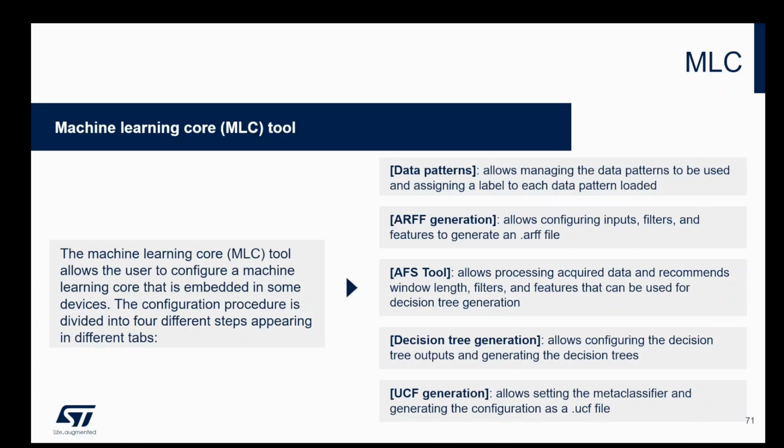Next is your AutoML tool. We'll walk through how this tool will automatically figure out filters and features and decision tree ultimately. And then decision tree generation. Finally, also the generation of the file that is downloaded inside the sensor. So once you reach this point, it's all done. Now your sensor is ready to classify whatever you want it to do.